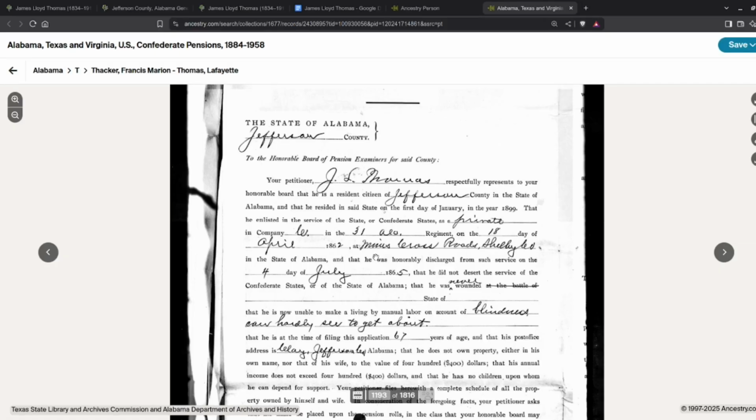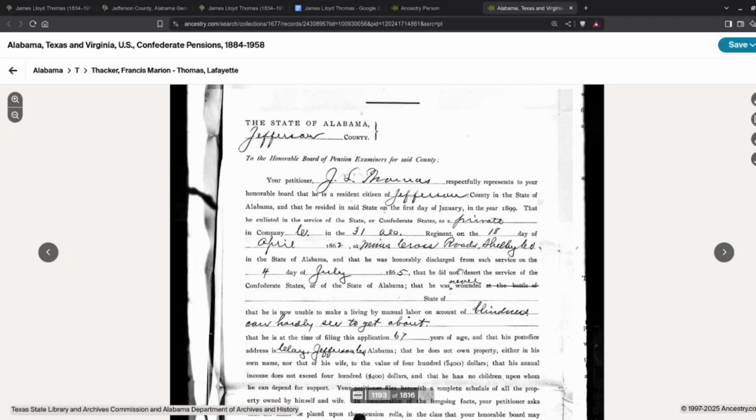And it says he enlisted at Mims Crossroads, Shelby County, Alabama. And it is curious to me that he enlisted in Shelby County versus Jefferson County. It did happen, although it was more typical of somebody to enlist in their home county. So there probably were reasons, but he was discharged on the 4th of July, 1865.